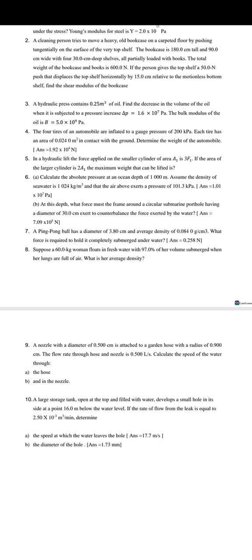Question number 4. The 4 tires of an automobile are inflated to a gauge pressure of 200 kilopascals. Each tire has an area of 0.0240 meters squared in contact with the ground. Determine the weight of the automobile, and the answer we were given should be 1.92 times 10 to the power 4.